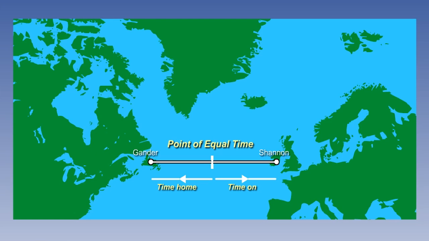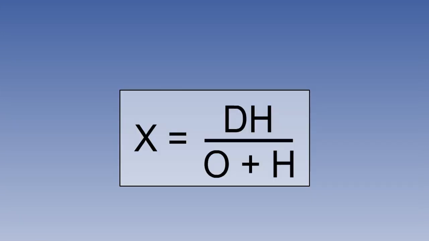It is affected by wind component along track, so will vary from flight to flight, even along the same route. It can be found from the formula that x equals d times h over O plus h. This is the starting point for all point of equal time questions.